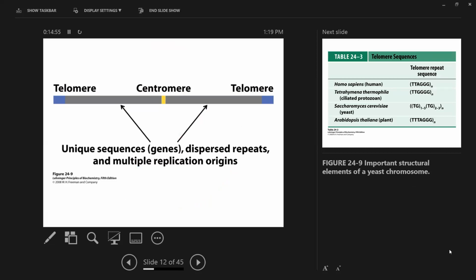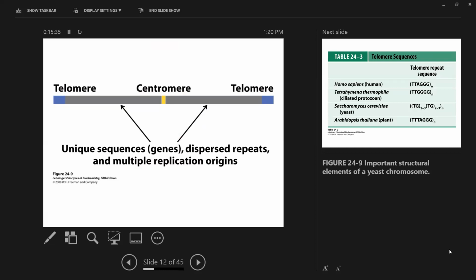So if we look at the structure, for example, of a yeast chromosome, we notice something. At the ends, you have special sequences called telomeres. The telomeres can be found based on their unique sequences. They cap the ends of the chromosomes. Towards the center, but not always towards the center, you have a sequence called the centromere. The centromere is important for the attachment of the kinetochore during mitosis.